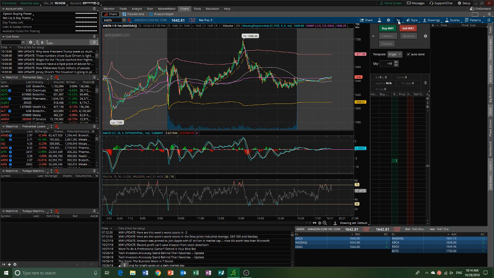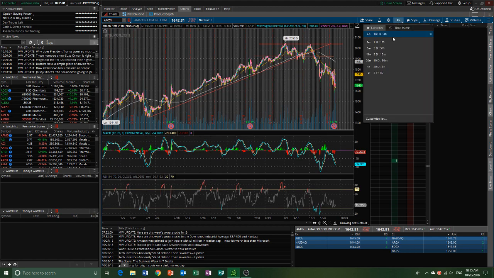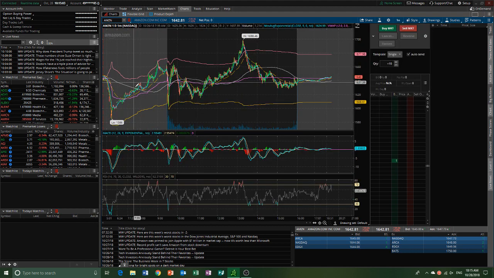Actually, hold on one sec. Do I have my SMA? Okay, so my SMA is this gray line here. Actually, no, it's not. That can't be my SMA. All right, we'll just go over the EMA.